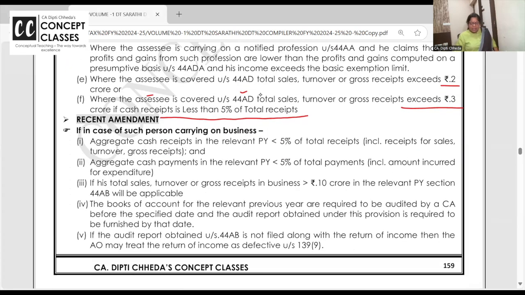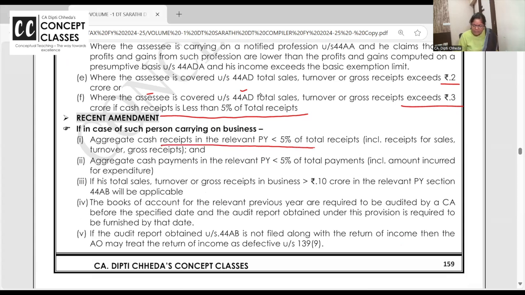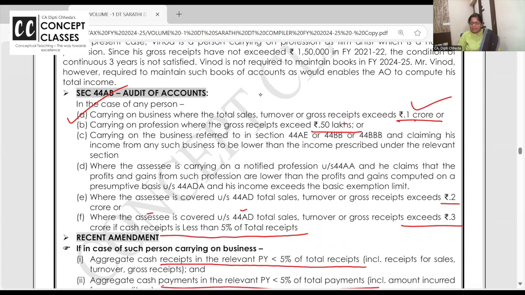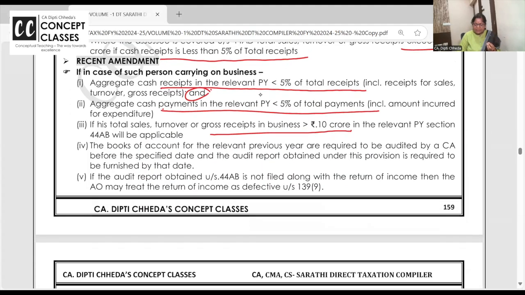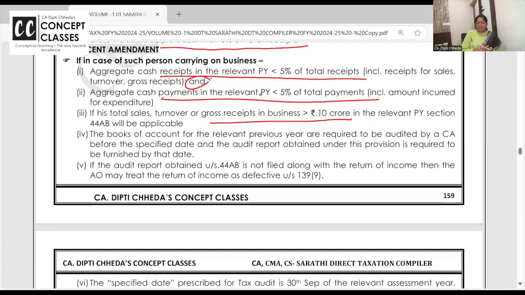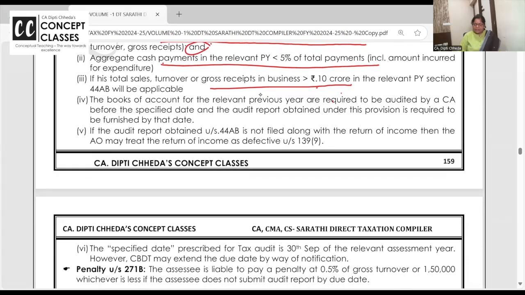See, one more change has come in this. If your cash receipts are less than 5% of your total receipts, and cash payments are less than 5% of the total payments, then up to 10 crore you don't have to get your books audited. Generally, above 1 crore, get your books audited. Above 50 lakhs professional income, get your books audited. But if your cash receipts are less than 5% of total receipts and simultaneously all the payments are online, then up to 10 crores you don't have to get audit. But if your turnover exceeds 10 crore, even if it's 100% non-cash, you have to get your books audited. Theek hai? Right.